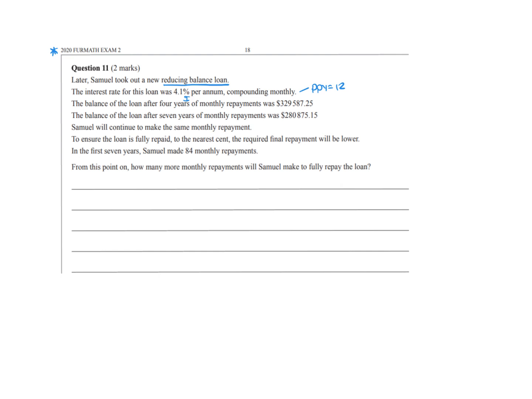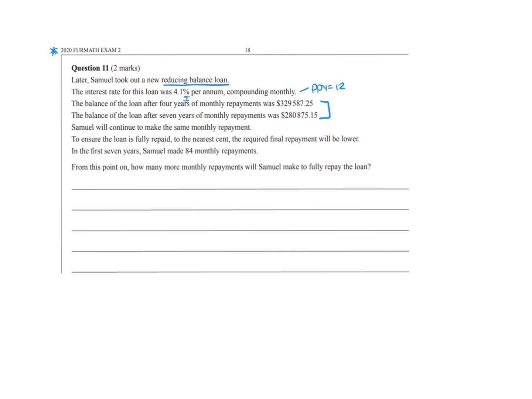Now, to ensure the loan is fully repaid to the nearest cent, the required final payment will be in the first 7 years, he made 84 repayments. So they're just showing you, because it's 7 years, 7 times 12 is 84. So that's pretty much all they're saying. But this was like the question before, when we don't really have a start, a PV or an FV, and we're getting asked to find out how many payments there are.